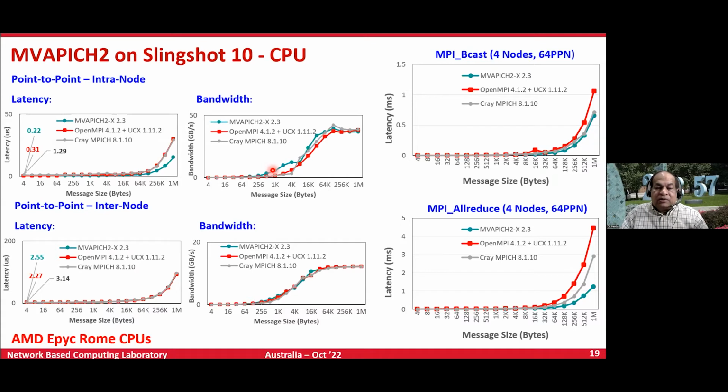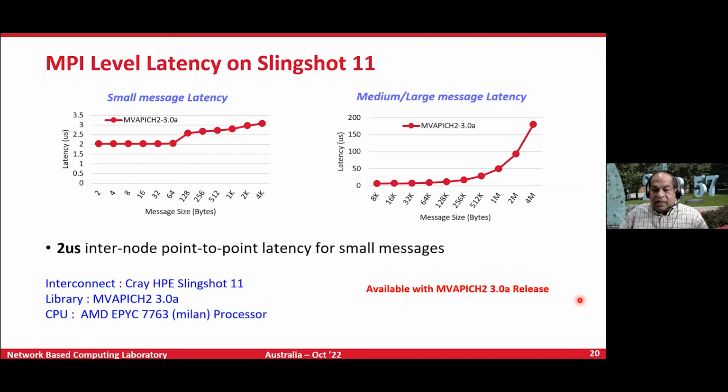Here again, it shows MVAPICH2 on Slingshot 10. With CPU, we compared with other MPI stacks like OpenMPI and Cray. As you can see, these are intra-node. We are able to give even 220 nanoseconds. Inter-node is around 2.55 microseconds. And of course, you see the bcast and all reduce. The steel line is our design. We are able to perform equal or better than the other MPI stacks. Now, this is the very latest. This is Slingshot 11, as you know, which is being used on the Frontier system.